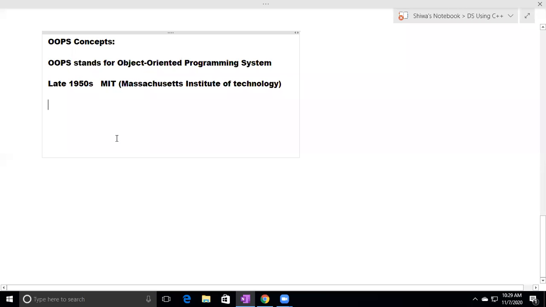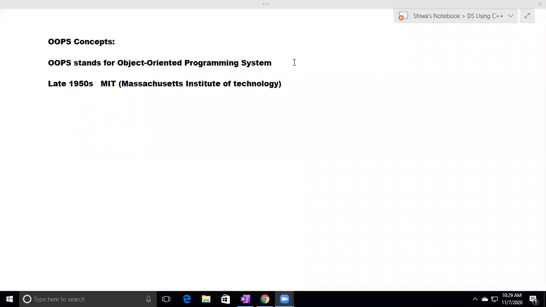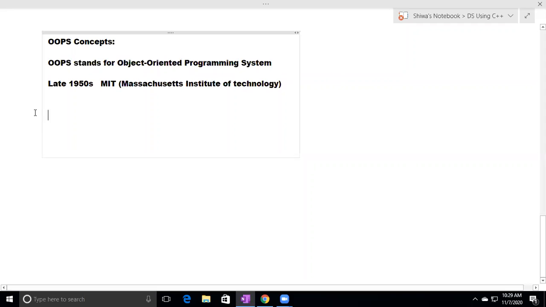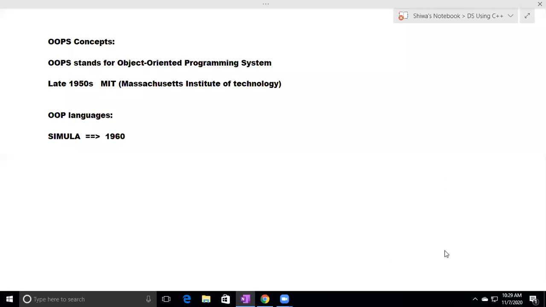First, the OOPS concepts were introduced. Based on those OOPS concepts, object-oriented programming languages were developed. The first object-oriented programming language is the Simula language, which was introduced in the 1960s.